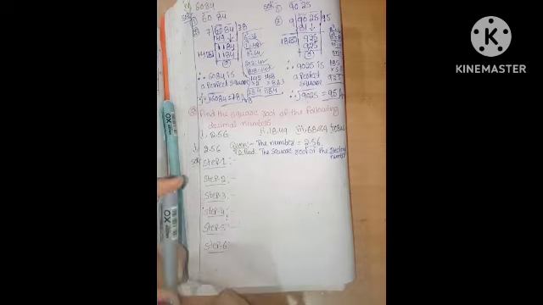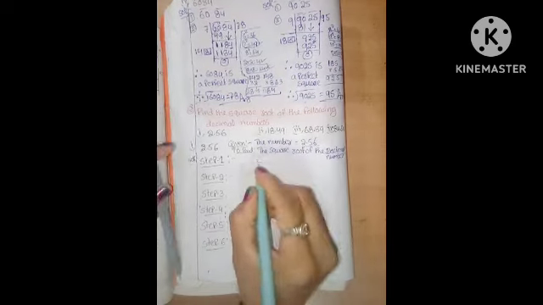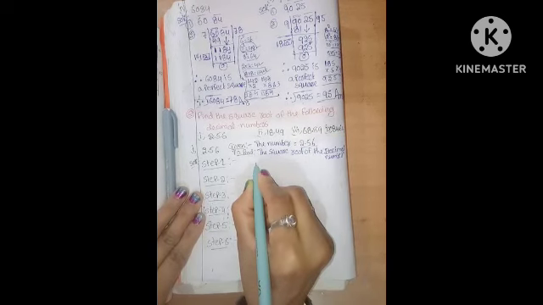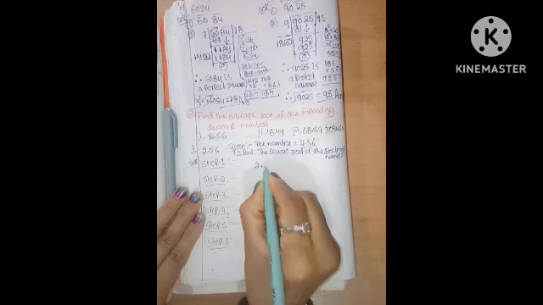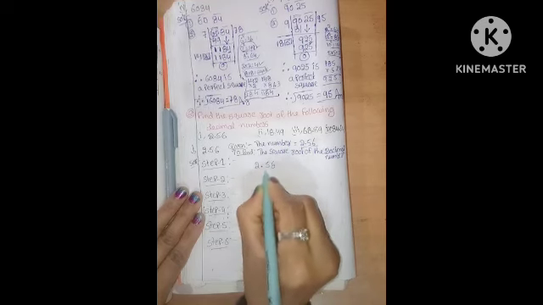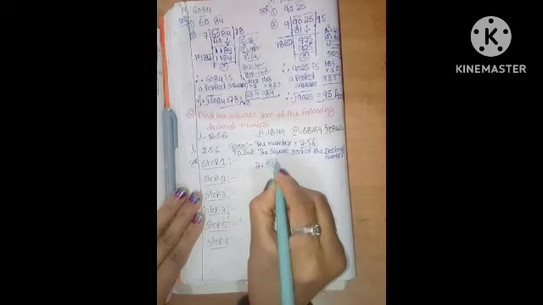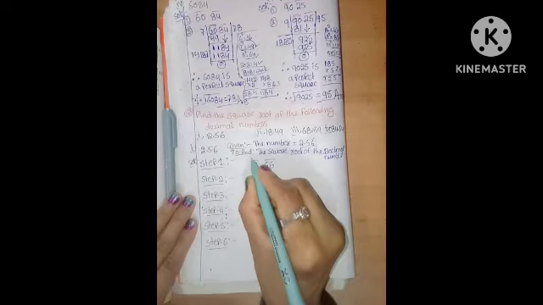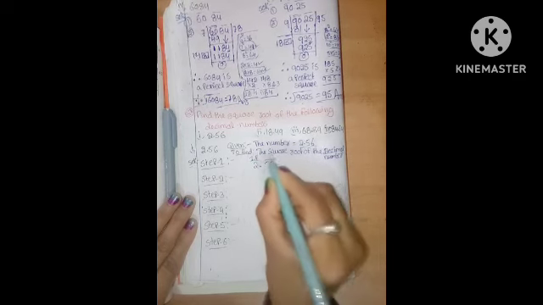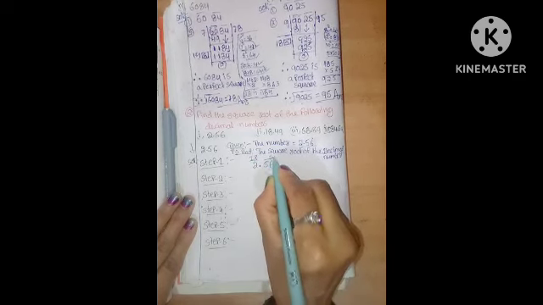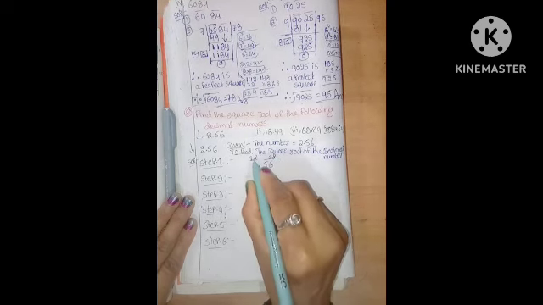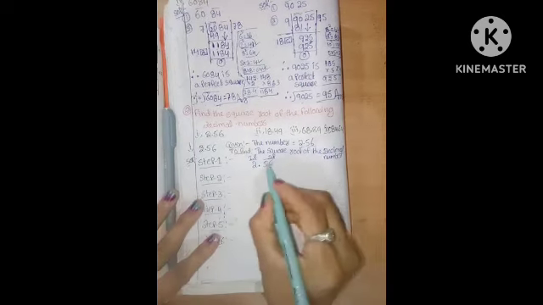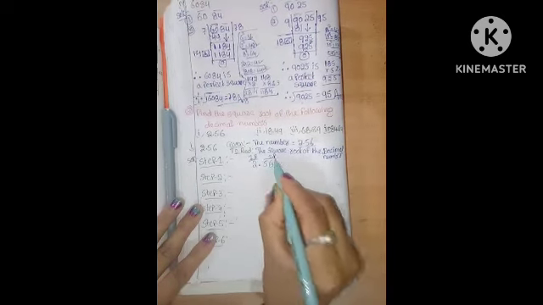Pair up the digits. First, put the bars on each pair. In 2.56, this is the unit digit, this is the tenth digit, this is the decimal part, and this is the integral part. That is very important: what is the integral part and what is the decimal part. The decimal part is short form D.P. and the integral part is I.P. This is putting the bars on each pair.